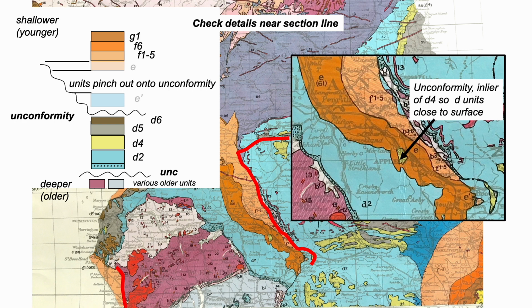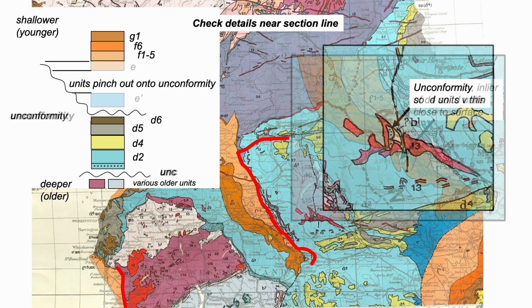If we look within the outcrop trace of the E, the brown unit near the town of Appleby, we can see there's a little patch of green which is D4, which comes up from beneath the unconformity. So it's an inlier of D4, and it implies that the E units are very thin, and we can easily erode down into what lies underneath.